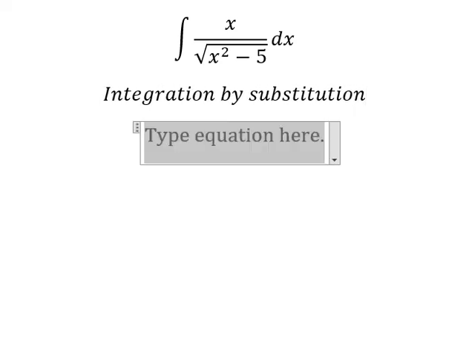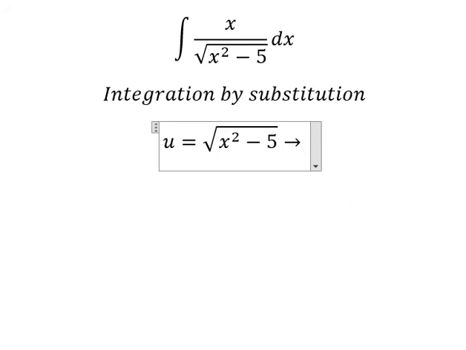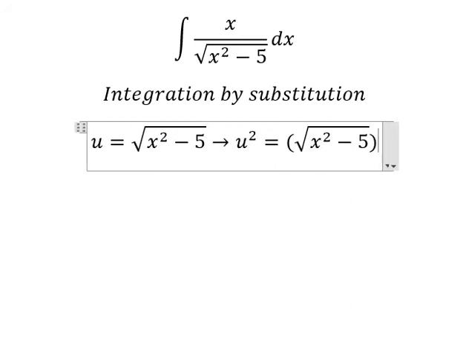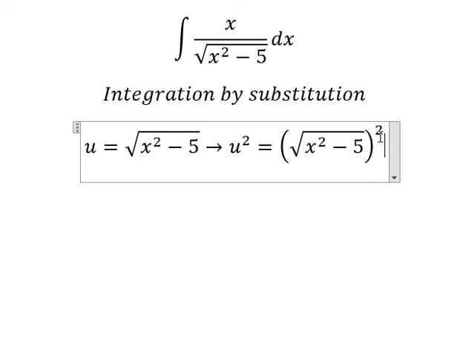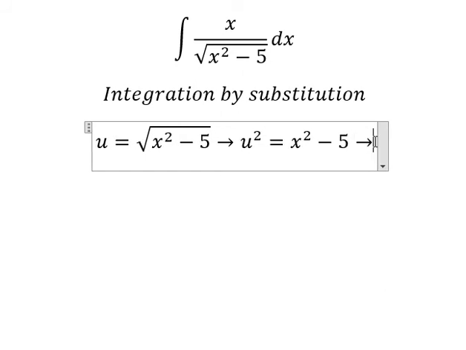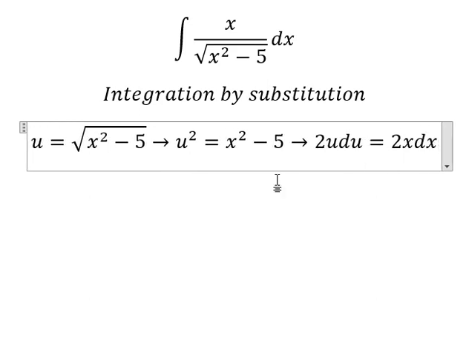So I will put u equals the square root of s squared minus 5. Later on, we put the power 2 on both sides to cancel the square root. And this one we have u squared equals s squared minus 5. Later on, we need to first take the derivative of both sides, and we have 2u du equals 2s ds. Because we don't have the number 2, we divide both sides by 2.